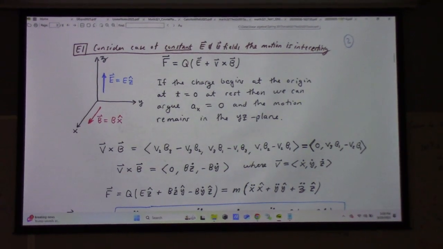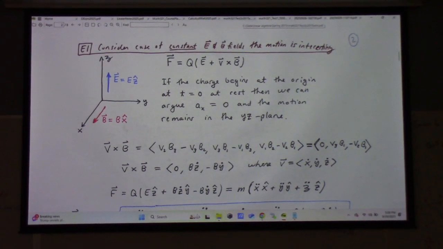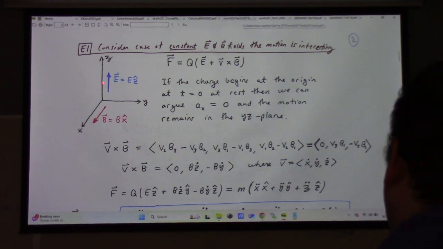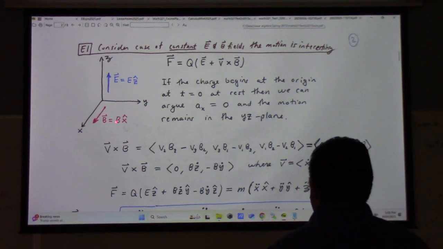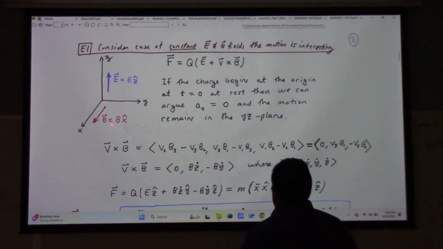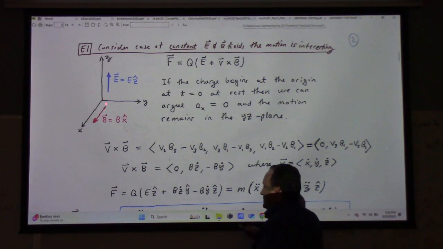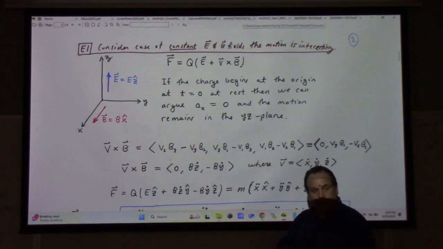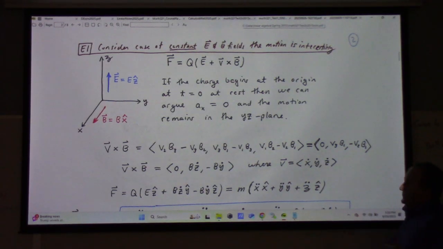All right. What you're looking at here, here's the problem. We have an electric field which goes in the z hat direction, a magnetic field which goes in the x hat direction. Our charged particle starts at the origin motionless. What happens? That's the problem. And so we can actually work out the math here with relatively little differential equations, believe it or not.